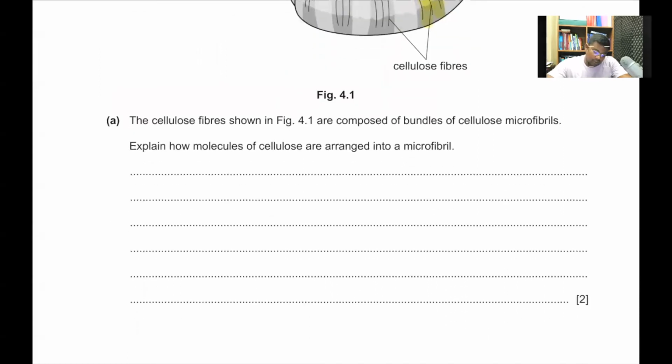The cellulose fibers shown in figure 4.1 are composed of bundles of cellulose microfibrils. Explain how molecules of cellulose are arranged into a microfibril. So basically, cellulose molecules have straight chains. They are arranged parallel. When they're arranged parallel, there are hydrogen bonds between those cellulose molecules. The hydrogen bond forms between the hydrogen of one OH group and the oxygen of another OH group. The cellulose molecules have overlapping ends, which allows them to form into a microfibril.